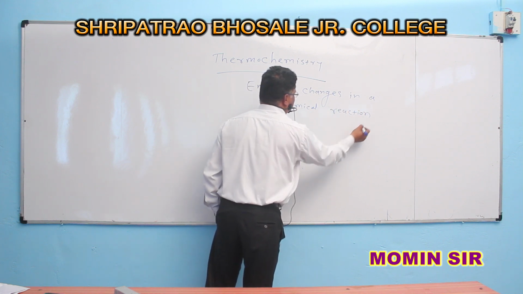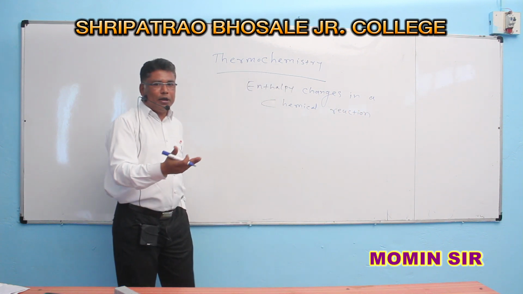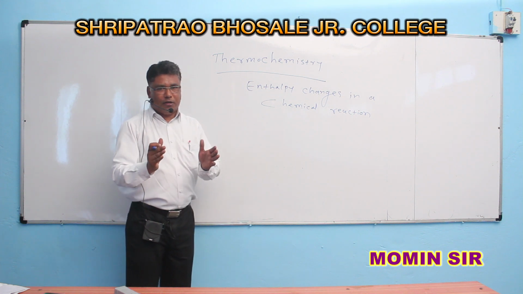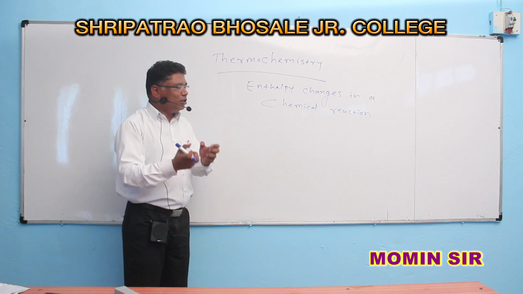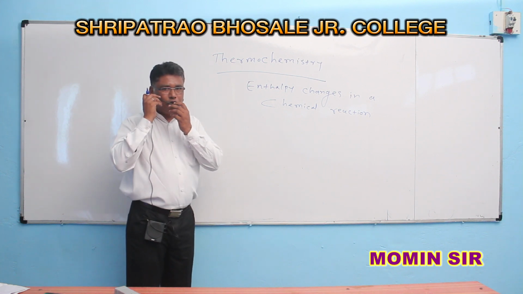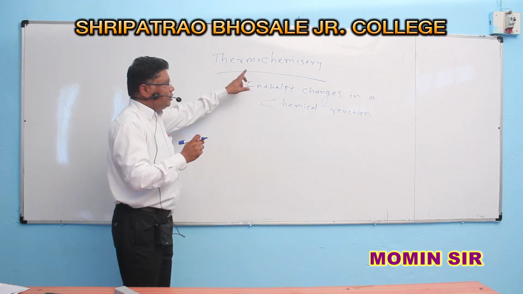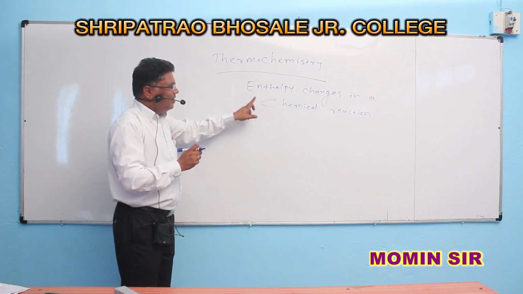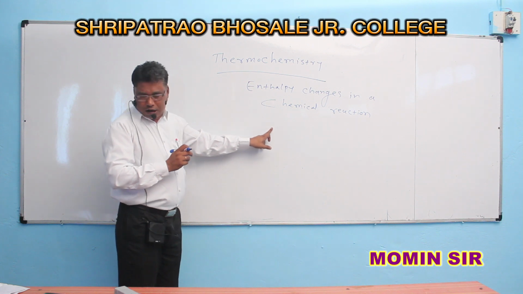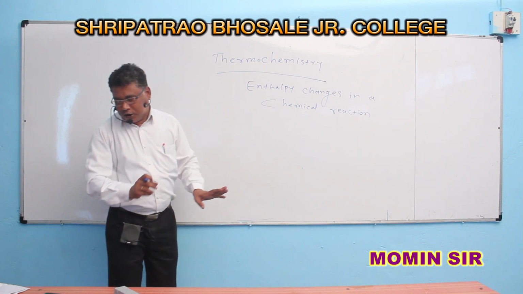You know that some chemical reactions are exothermic. That means heat is evolved. In some chemical reactions, heat is absorbed. So, thermochemistry is the branch of thermodynamics that deals with enthalpy changes in a chemical reaction.